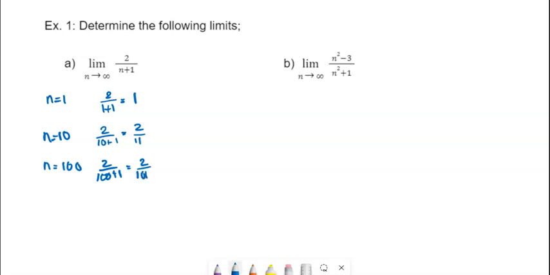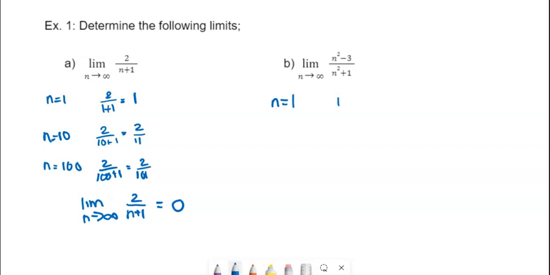So I can see that as n gets bigger and bigger and bigger, this value gets smaller and smaller and smaller. Eventually, it will reach 0, so the limit as n approaches infinity for the function 2 over n plus 1 is 0. Okay, let's try another example. So in this one, let's just plug in some examples.